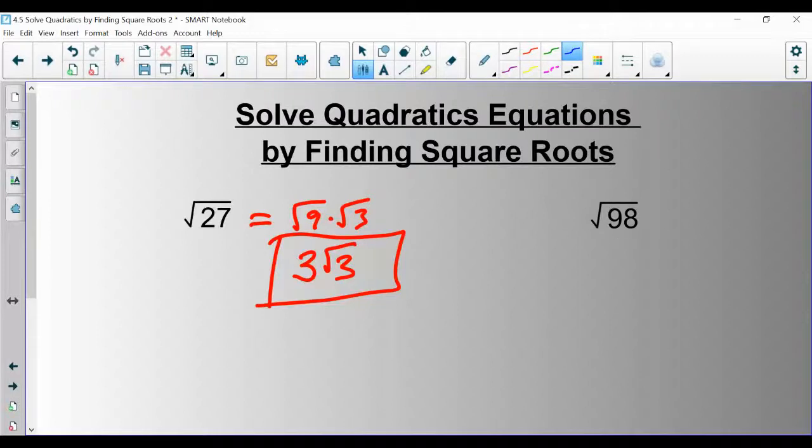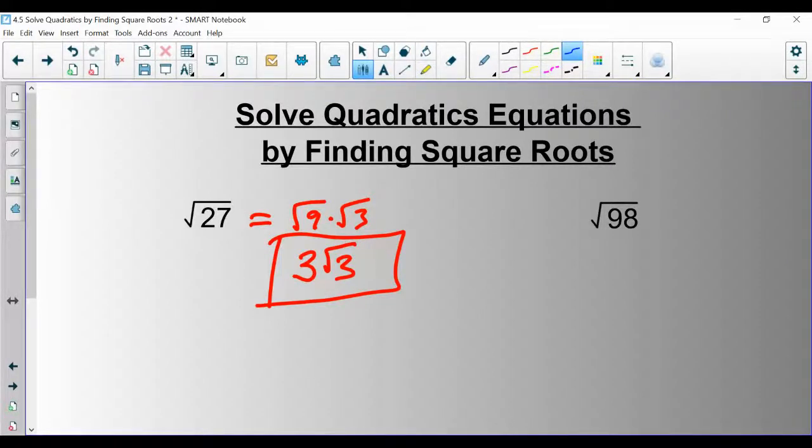Once you try this one, look at your list, try to identify any perfect square factors. If you don't know, you're just going to take 98 and start with a number smaller than it on the list and do 98 divided by that number, and then do 98 divided by the next number. You want to pick the biggest factor if there are more than one.